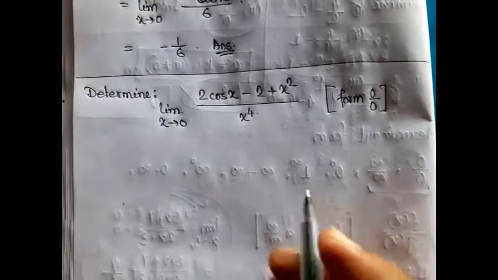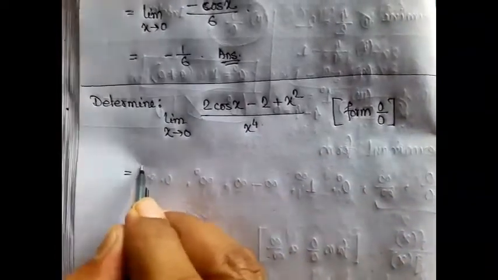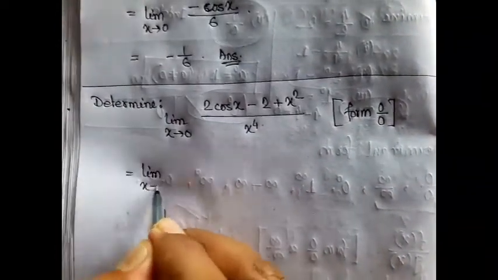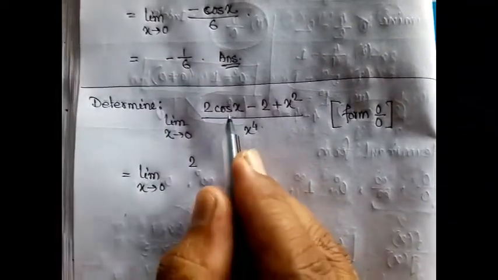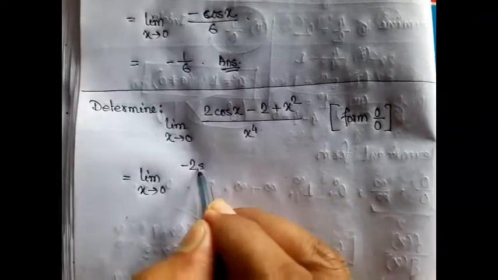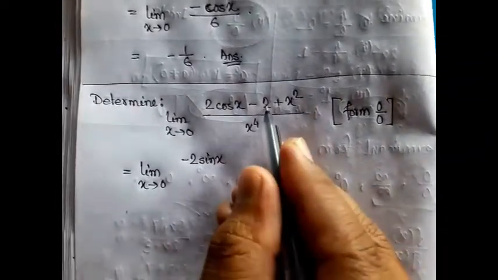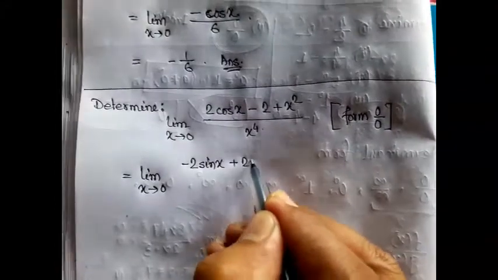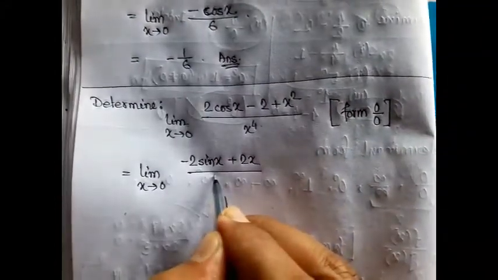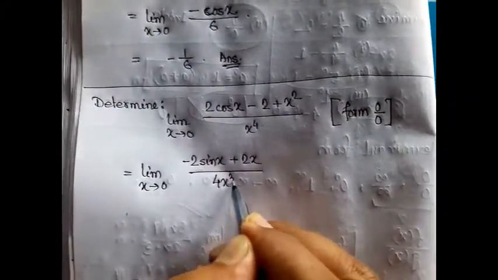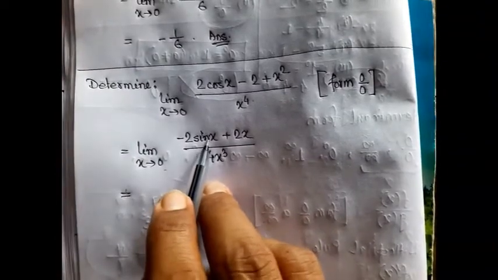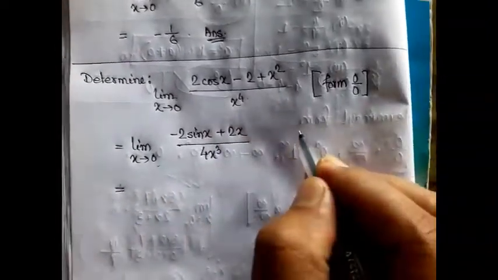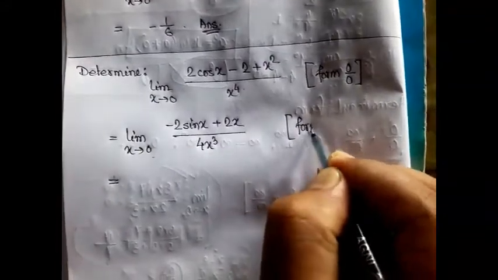So use L'Hospital rule, that means consider the derivative in numerator and denominator. Limit x tends to 0. What is the derivative of numerator? Numerator derivative is 2, derivative of cos x is minus sin x, derivative of 2 is 0 and this part is 2x, and the derivative in denominator is 4x cube. Now again, if you put x equals to 0, this is 2 into 0. Numerator 0 and denominator 0 again. So this is the form 0 by 0 again.